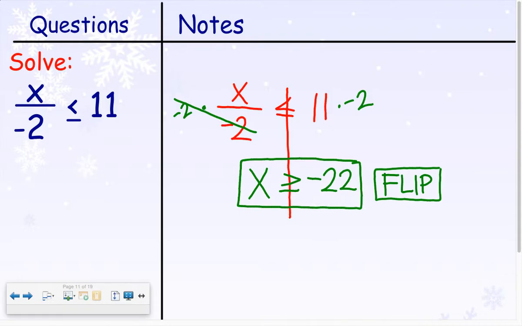So we started out with less than or equal to, and then flipped it to greater than or equal to. Make sure, since the 2 in x over negative 2 was negative, that's why we had to times both sides by a negative. If that 2 were positive, we would times both sides by positive 2.